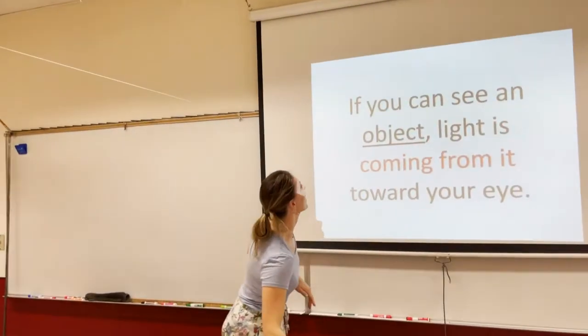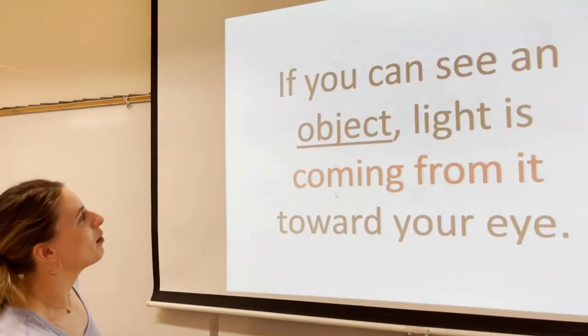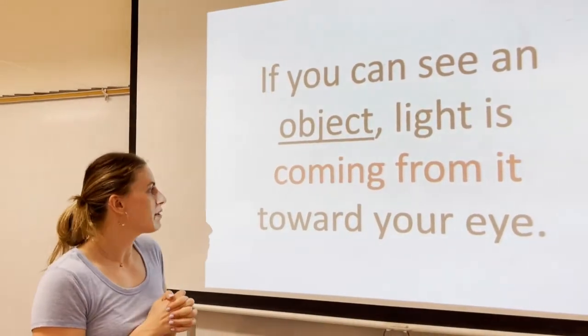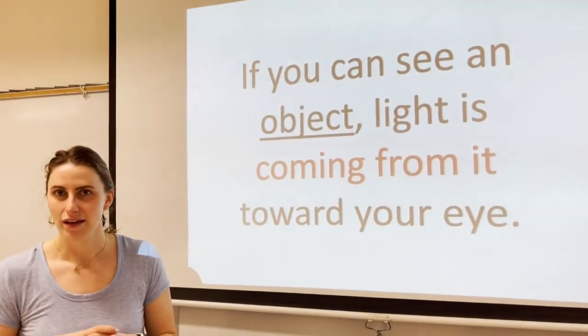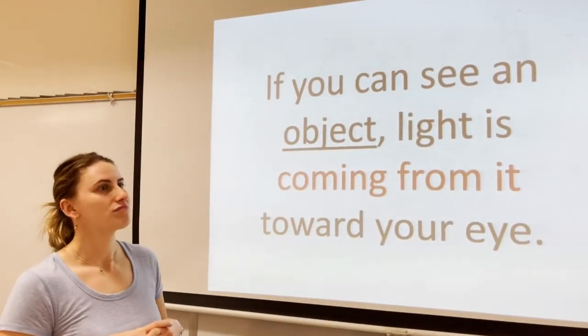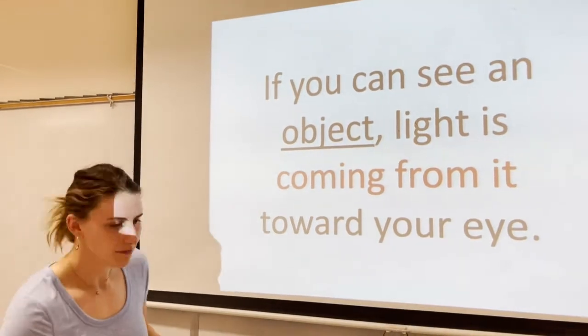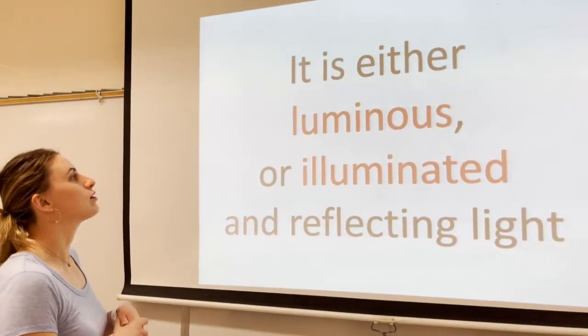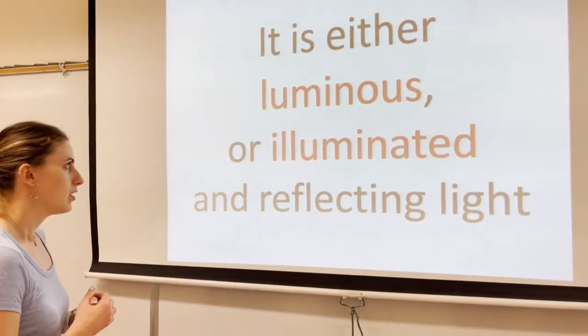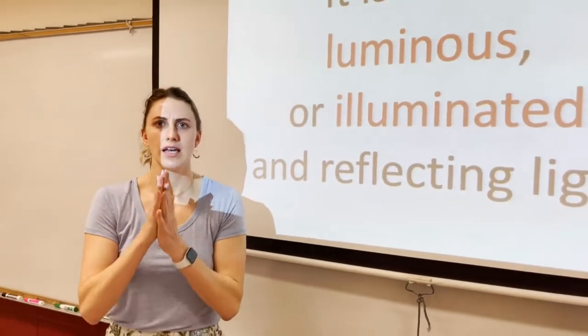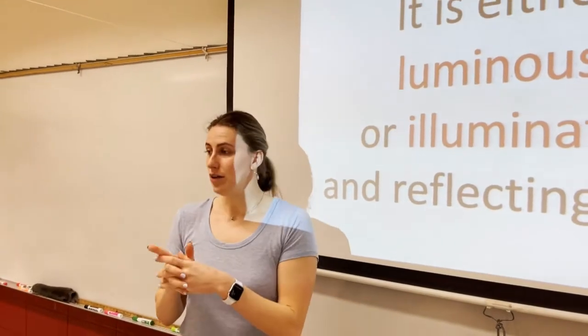That part was real. Okay, so if you can see an object, light is coming from it toward your eye. It's a basic fundamental thing. If you can see something, light is coming into your eye from that thing. It is either luminous or illuminated, and light is reflecting. So what are some examples of this? Luminous would be the candle, and the light is coming towards your eye.